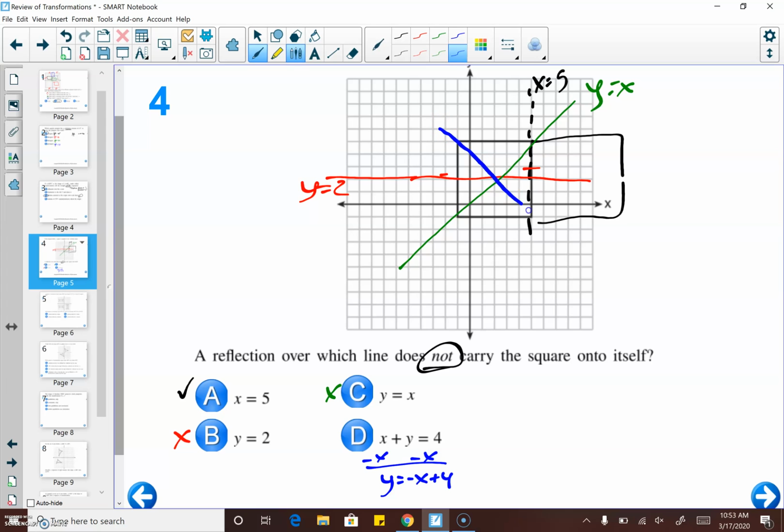That's this line right here that forms our other diagonal. For the same exact reason that y equals x has the square carry on to itself, y equals negative x plus 4 is the same thing. So the only one that would not carry it on to itself is x equals 5, because that clearly flips it over to that right-hand side of the graph.